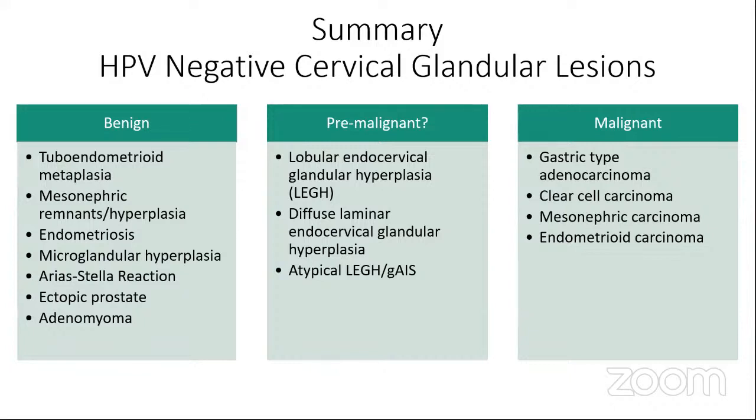The main differential here is with upper GI pancreatobiliary because both those tumors and gastric type adenocarcinomas have CK7 positivity, CK20 positivity, CDX2 positivity, even SATB2 I've seen expressed in gastric type adenocarcinomas of the cervix.